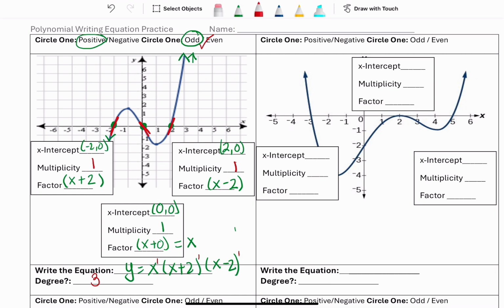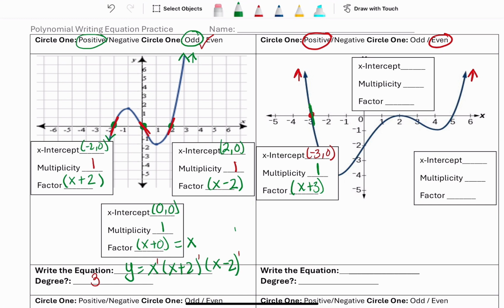How do I know that the one next to it is even? Both of my arrows are going in the same direction. They're both going up, which means that it is positive. Then I start looking at my x-intercepts. Here I have my first x-intercept at -3, 0. It is going through the x-axis, so it has a multiplicity of 1, and then my factor is x plus 3.